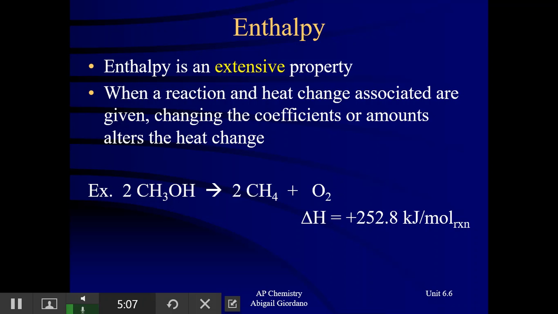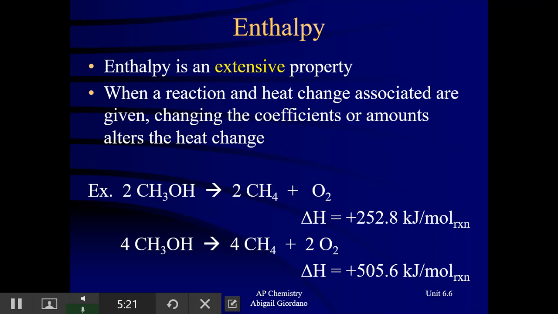So what if I change them? Okay, I want you to look at what I've done here. All I have done is double all of the coefficients. Well, if I double those coefficients, then the change in heat will also be doubled. Okay, because remember, enthalpy is an extensive property. If you change the amount that's reacting, you change the heat change associated as well.